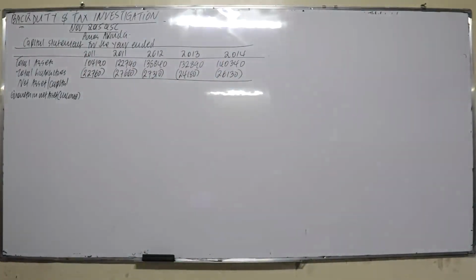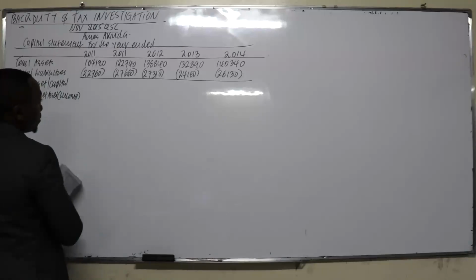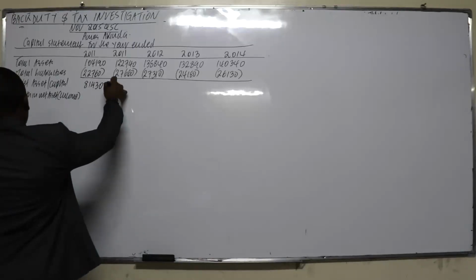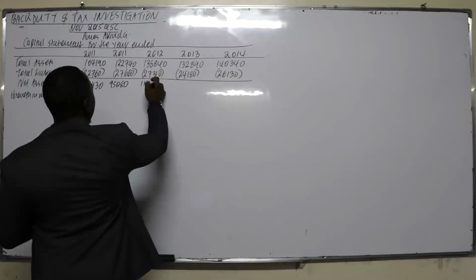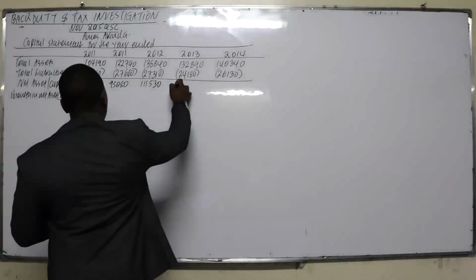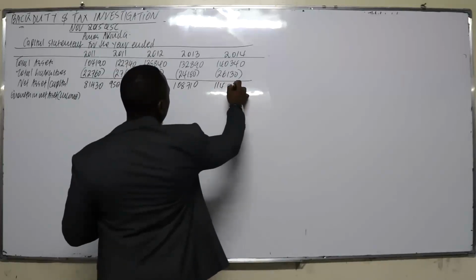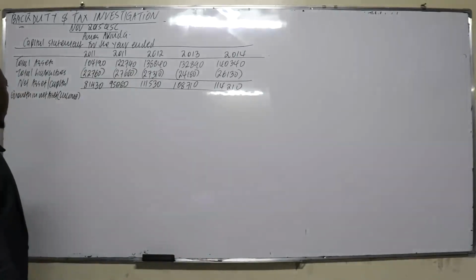Good. So now let's get the net asset. What do you have here? So here you get 81,430. For that, you get 95,080. You get 111,530. Get 108,710. You get 114,210. So that's the net asset, or the net wealth.